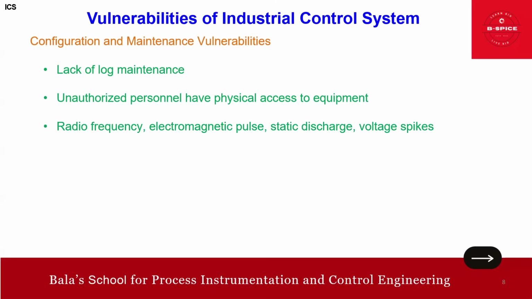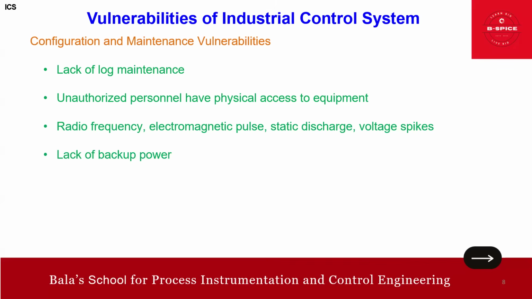Then we have radio frequency, electromagnetic pulse, static discharge, and voltage spikes. Control system hardware is susceptible to various threats, right? Including radio frequency interference, EMP, electromagnetic pulse, static discharge, and spikes. The consequences can vary from temporary disruption of command and control to irreversible harm to circuit boards. So it is advisable to implement adequate shielding, grounding, power conditioning, and surge suppression measures. You got it, friends? Yes.